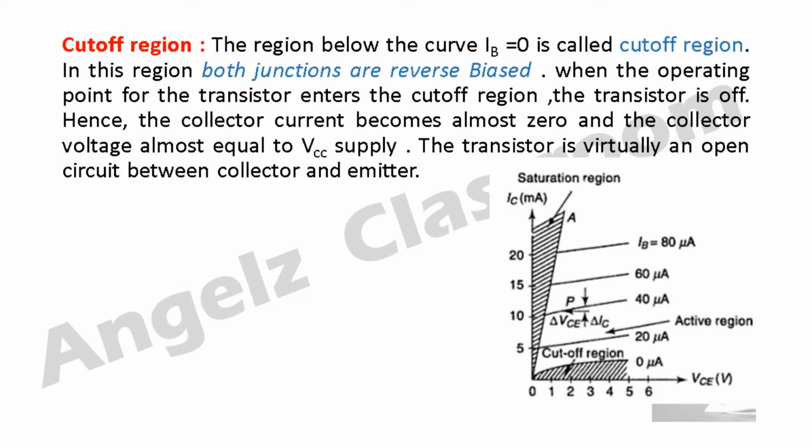Next one is my cutoff region. Here, the region below this IB, where I have mentioned 0 microamps in the graph, so that one is my IB. The region below this is hatched, and that is my cutoff region. In this region, both the junctions are going to be reverse biased. When the operating point of the transistor enters the cutoff region, the transistor is going to be in the off condition.